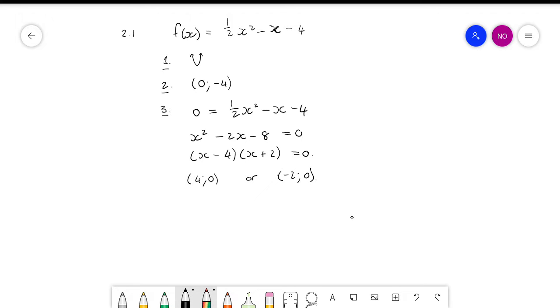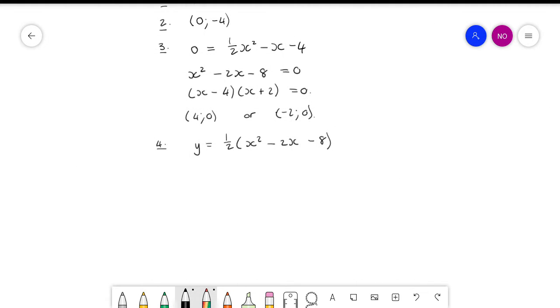What's the last piece of information we need? The turning point. Okay, I'm not going to complete the square now, but if you were to do this one by completing the square, your first step would have been to do this. To factorize out a half. Now remember, if you factorize out a half, you need to times everything in the bracket by 2. Right? And then you complete the square using negative 2 as b. So you're going to add 1 and subtract 1, and remember to then multiply the half back in at the end. Okay? But I'm going to do it with the other method because we did it like this yesterday.